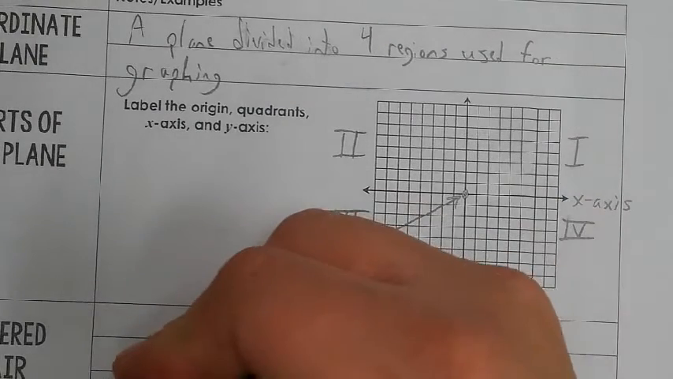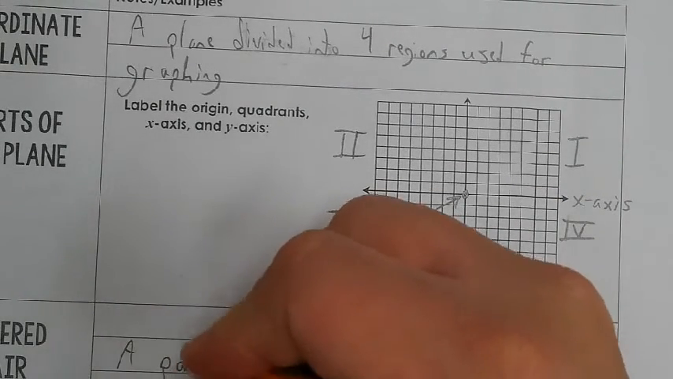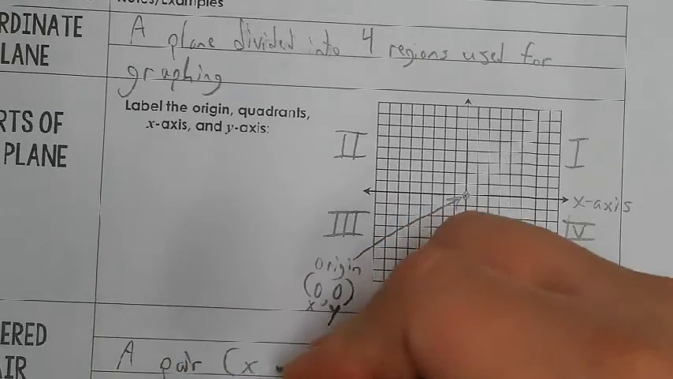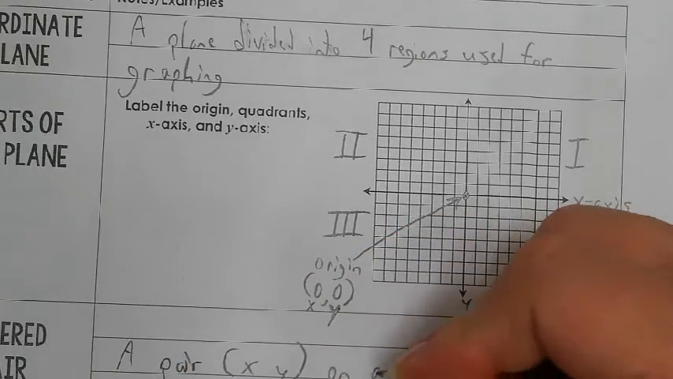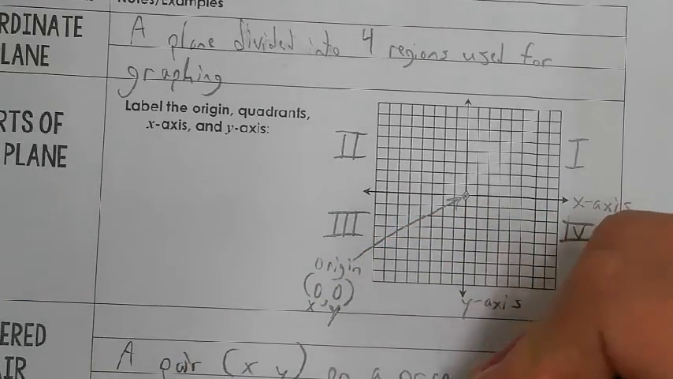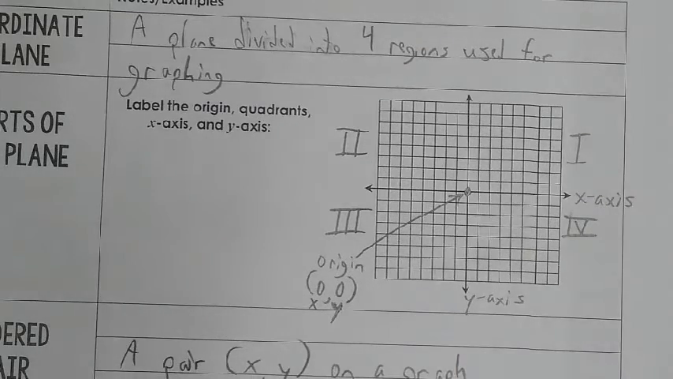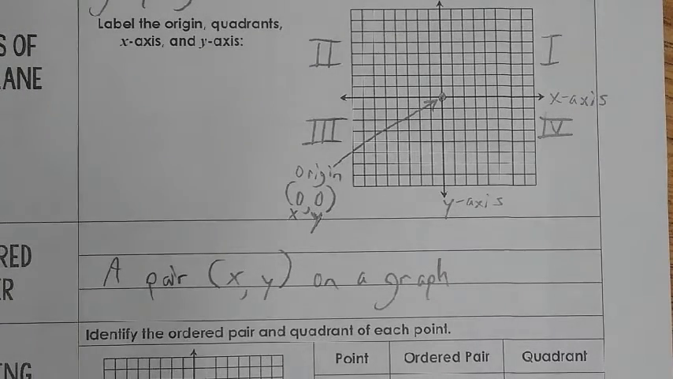Okay, and then the ordered pair. An ordered pair is a pair x, y on a graph. So that should just be a quick review. Y'all should remember that.